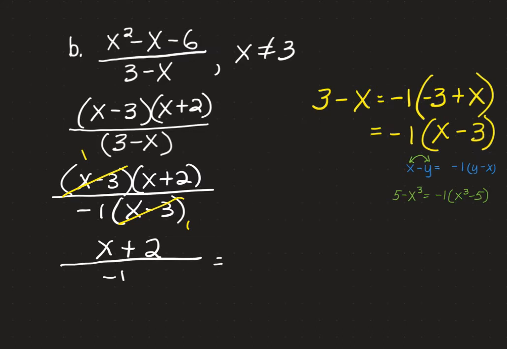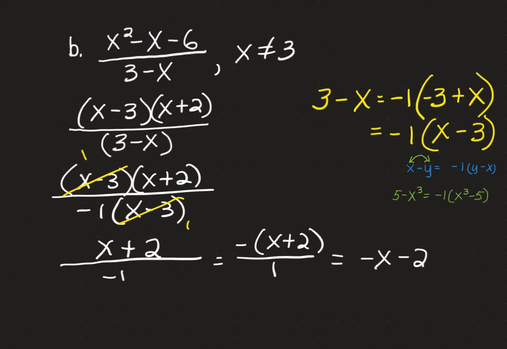Can we work through that a little bit more, get rid of that negative 1? Yeah, we could bring the negative into the numerator because that's equivalent. And we could then make this negative x minus 2.